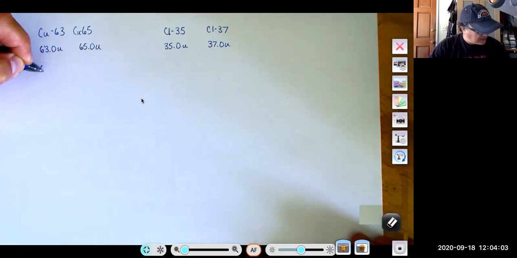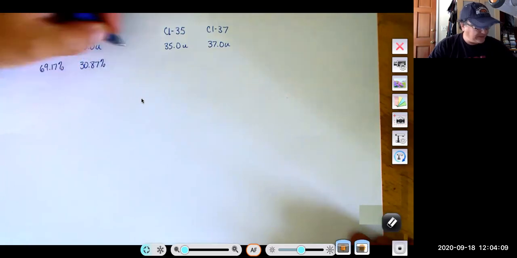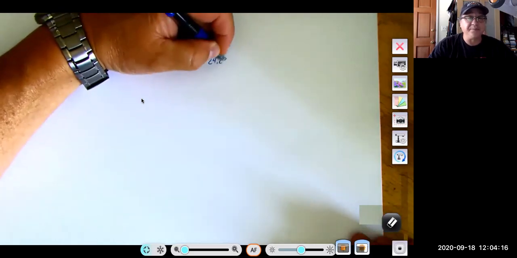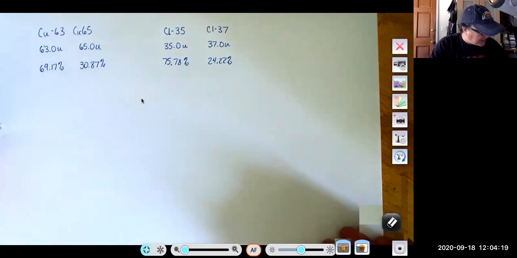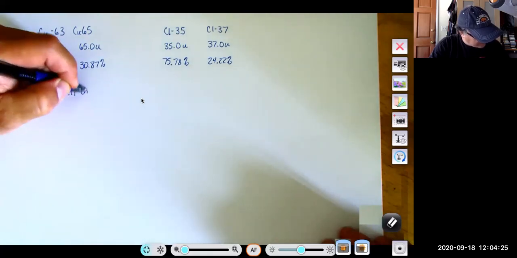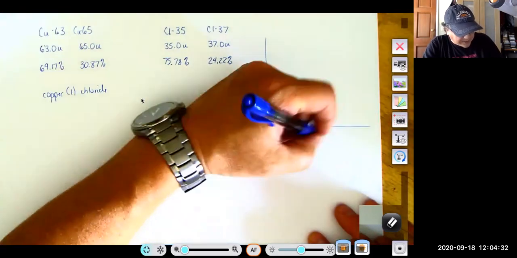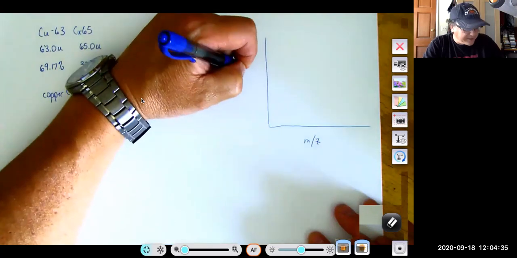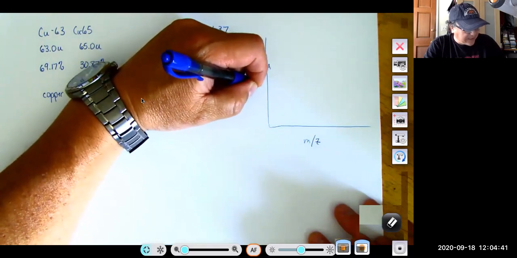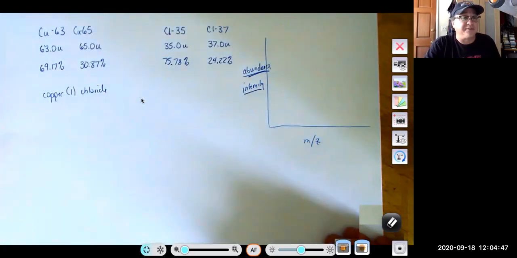So 63 is 69.17%, and this is 30.87%, and this is 75.78% and 24.22%. We're supposed to come up with a mass spectrum, and they tell us that we get copper 1 chloride. That's all the information they have, and they want us to do this, where you get a mass to charge ratio, and here you get the abundance, which is also the intensity. Actually, the abundance is not quite intensity, but it's close. I'll show you what the difference is in just a minute.